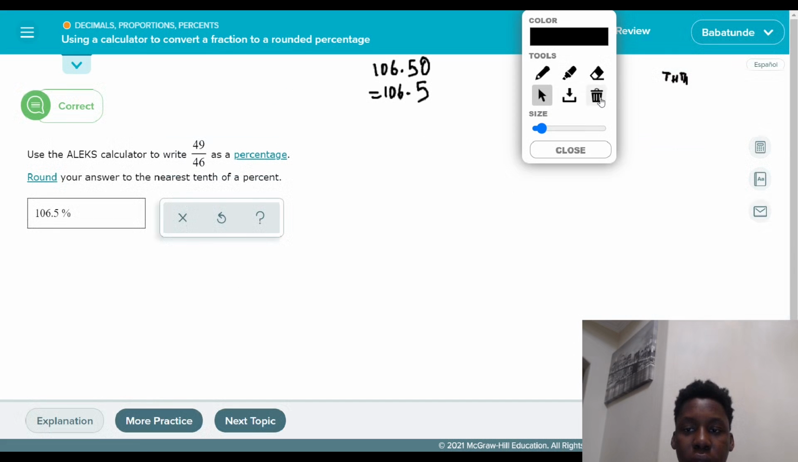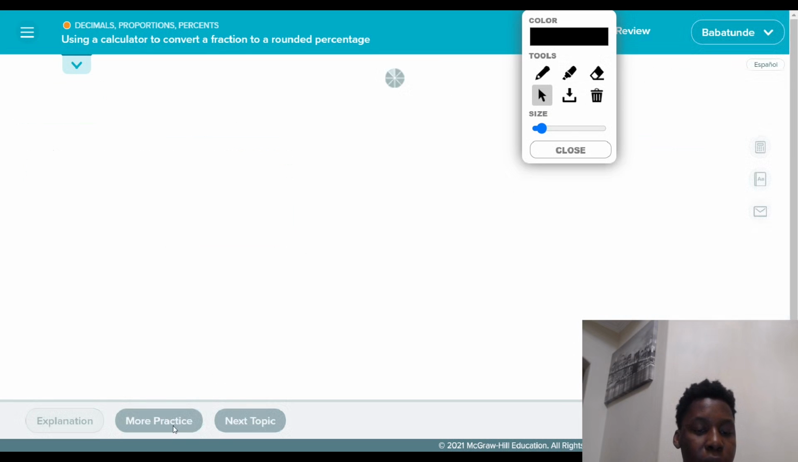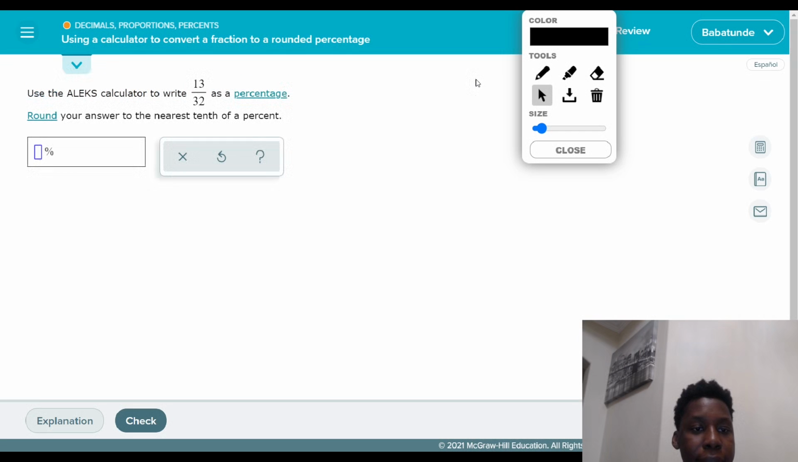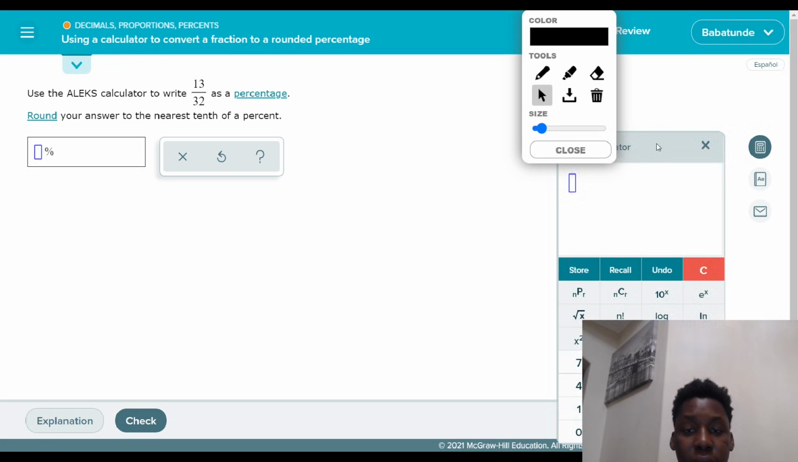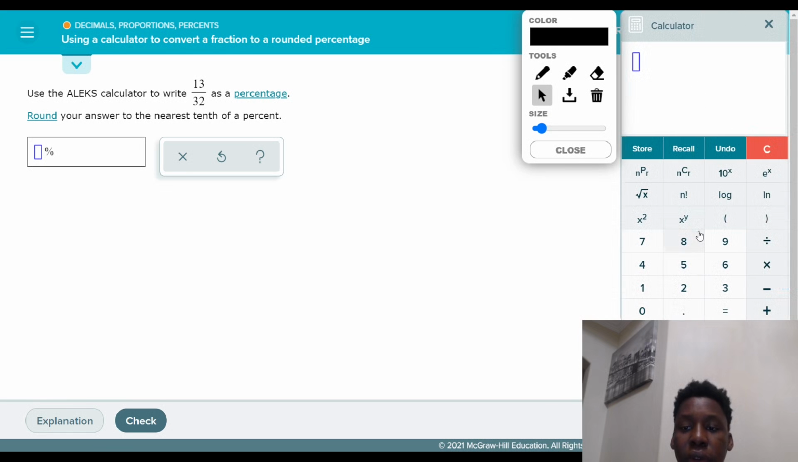Let's look at another example, again for more practice. In this question we've been asked to use the calculator to write 13 over 32 as a percentage. We're going to work with this question like we worked with the previous one. The first step is we divide the fraction given to us, so 13 divided by 32, which is 0.40625. That is what we get from dividing the fraction.